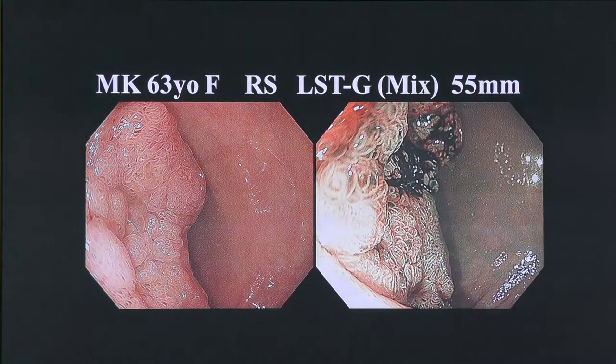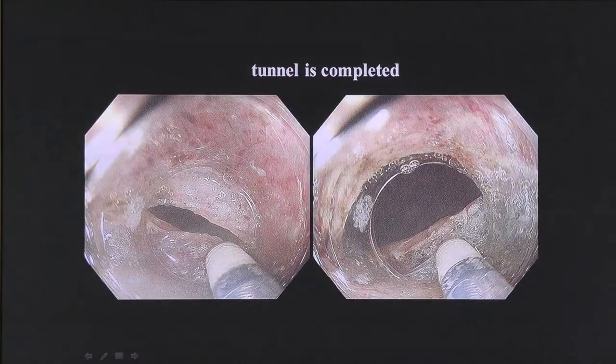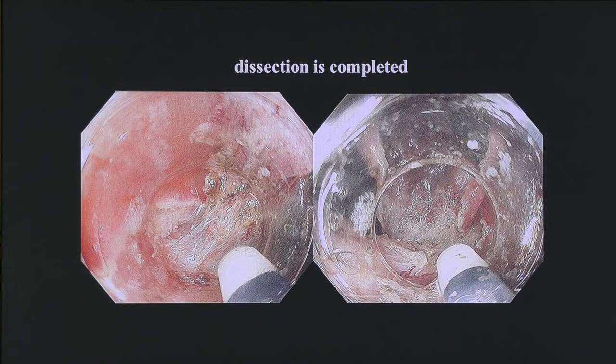I performed this case during the live demonstration course, which is held by myself. I made a mucosal incision at the distal end of the lesion, and a pocket was created. And just as yesterday, this is the completion of the tunnel. You can see the proximal side of the lesion. After that, both sides are dissected.